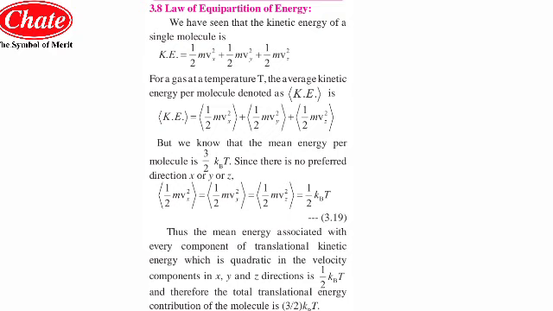Now students, the next term we will learn is the law of equipartition of energy. This is the most important law, many times this is asked in the exam. So, the law of equipartition of energy. Now we have seen that the kinetic energy of a single molecule may be calculated as KE is equal to half m vx square plus half m vy square plus half m vz square, meaning this is the kinetic energy along the x-axis, y-axis and z-axis.